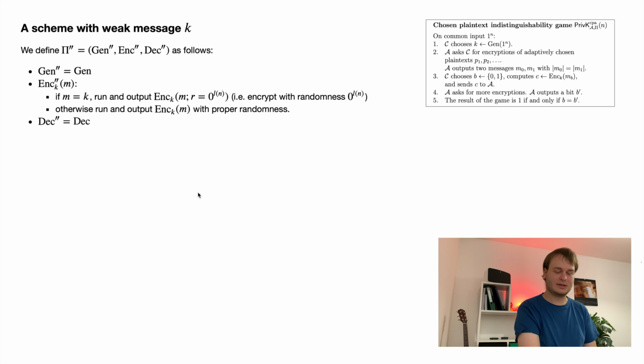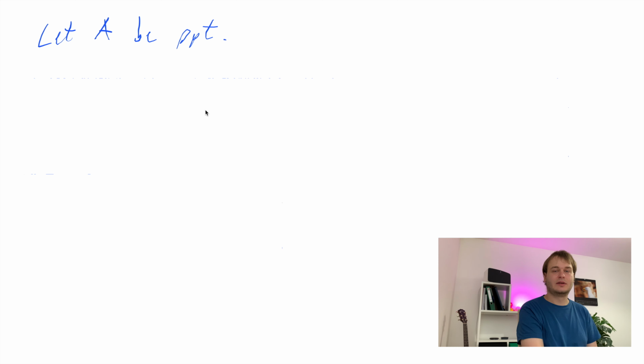Okay, did you think about it? I will solve it now. It is indeed CPA secure. The intuition for this is because the weak message is the secret key K, a PPT adversary shouldn't be able to find this message at all. So let's prove this. Let's prove that this encryption scheme is actually CPA secure.